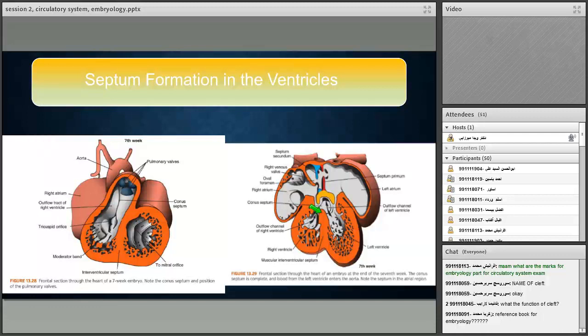And as I said, the neural crest cells also contribute to the formation of the membranous part of the interventricular septum and the septum of the truncus arteriosus and conus cordis. If the membranous part won't form, or for example a hole remains open between these two parts, we have VSD, or ventricular septal defect. I will explain it. Any question about the septum formation in ventricles?